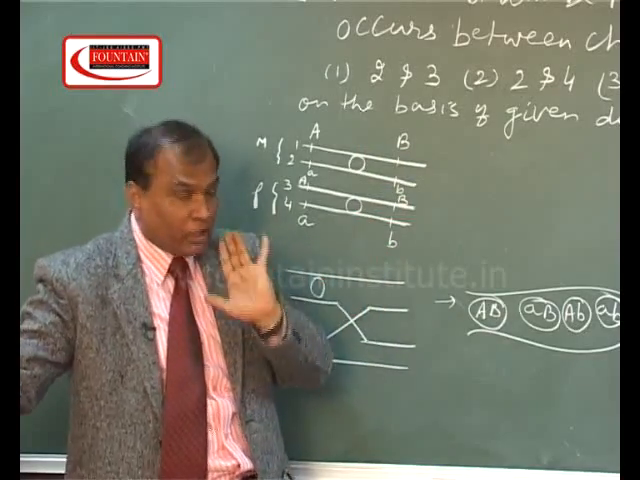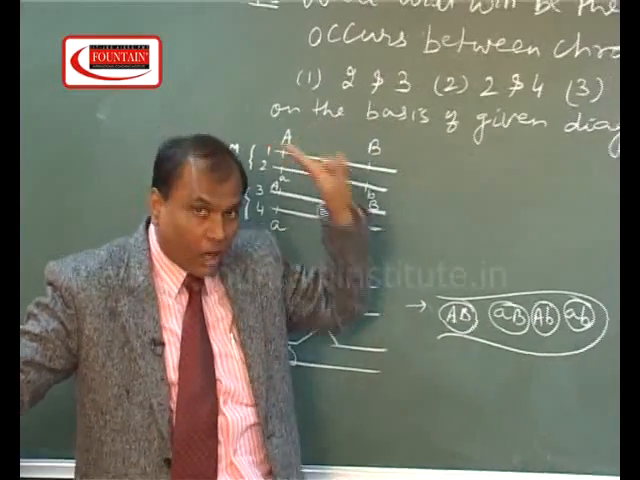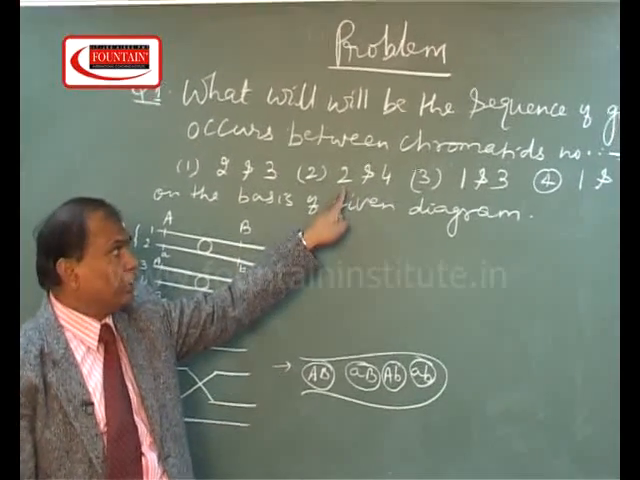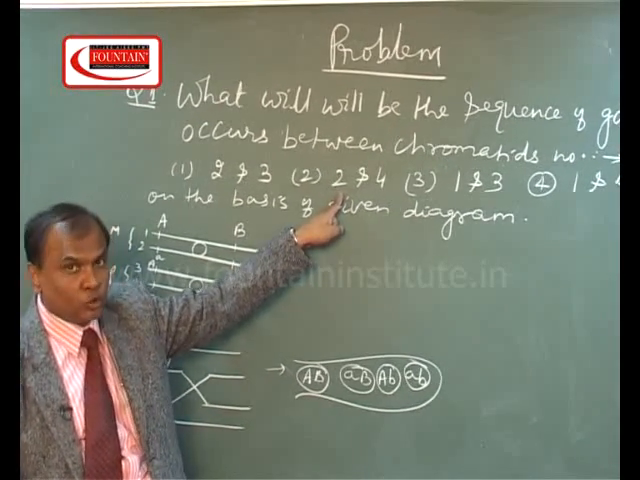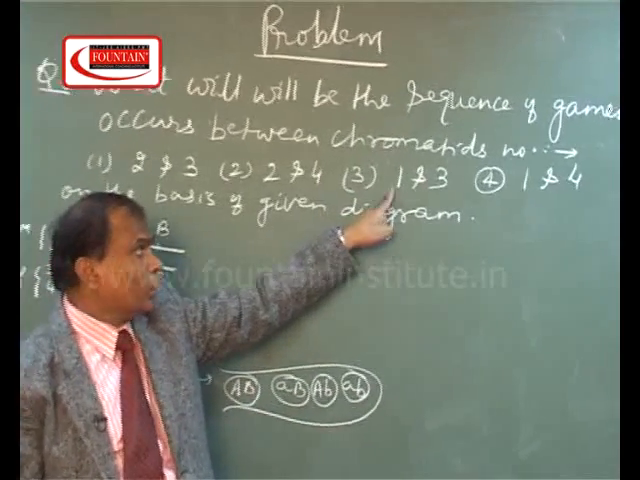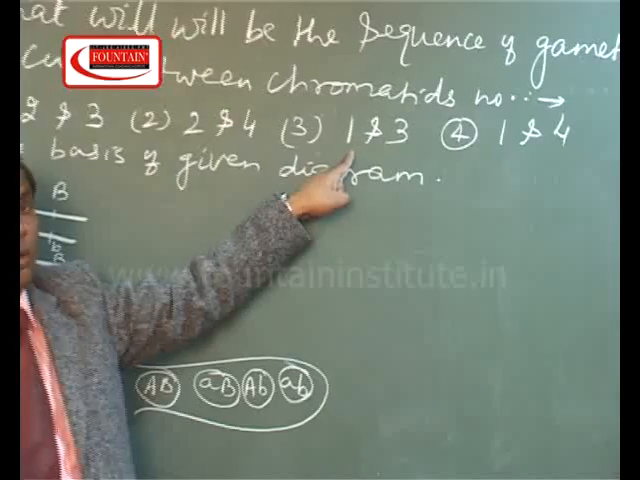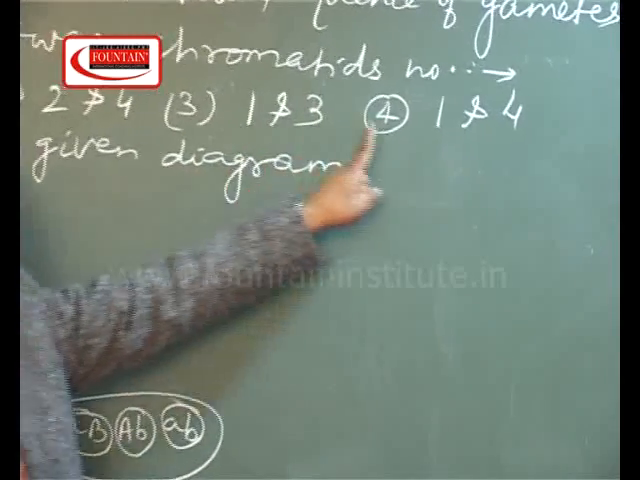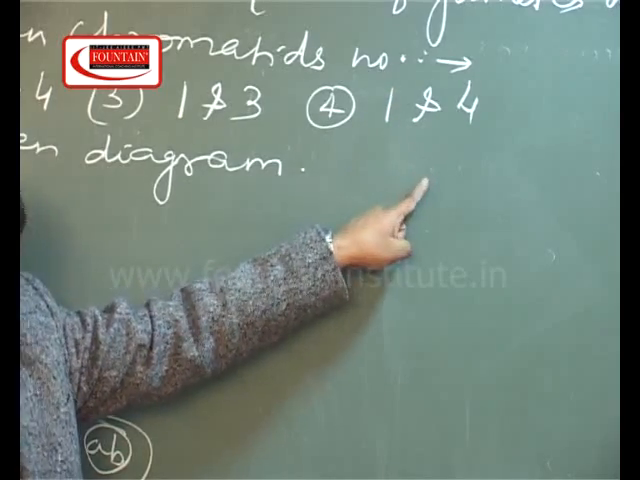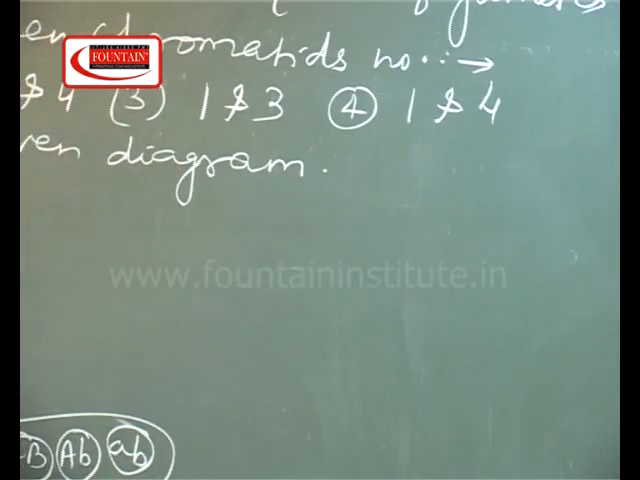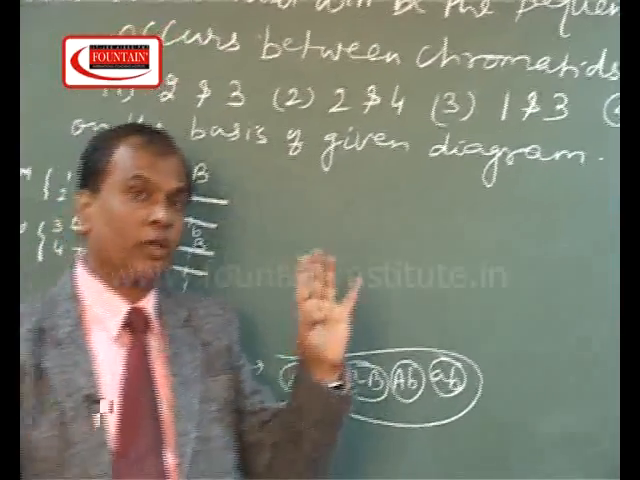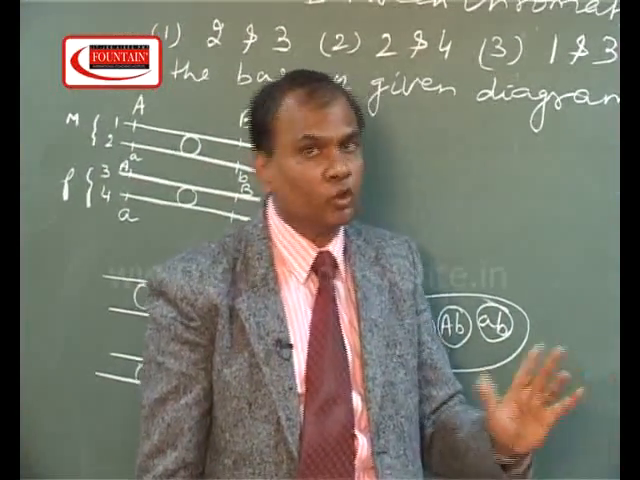Likewise, you will have to solve the other problems. In the second problem, in the crossing over you will have to involve chromatid number 2 and 4, whereas in problem number 3 you have to involve the chromatid number 1 and 3, and in question number 4 you will have to involve the chromatid number 1 and 4. In this tetrad stage only these 4 cases can be framed, because crossing over always occurs between non-sister chromatids.